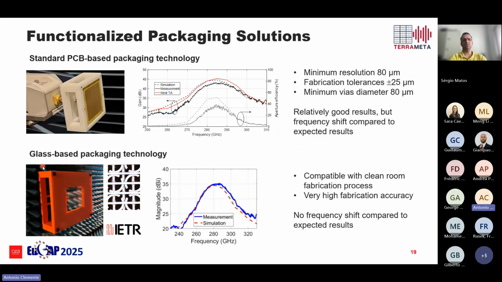We are studying the possibility of a glass solution, because fused silica has electromagnetic properties that are very close to the PCB, with an epsilon R close to 3-4 and very low loss. So typically this kind of material is very good for the demonstration and fabrication of metasurfaces, but at the same time it is very fragile and very hard to make vertical connections inside the glass.